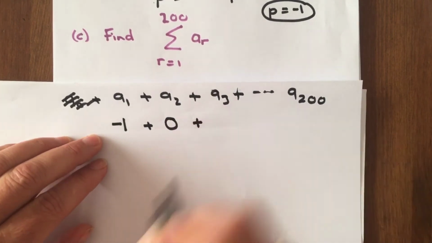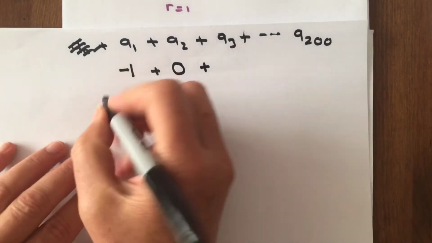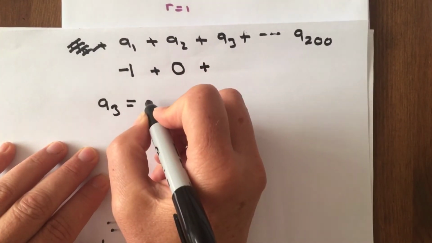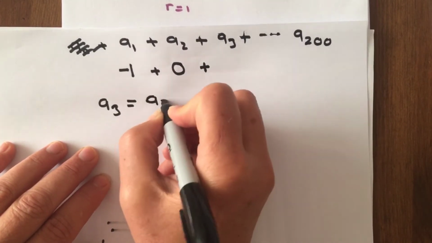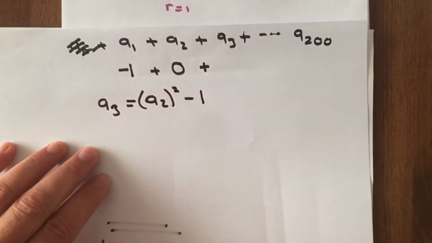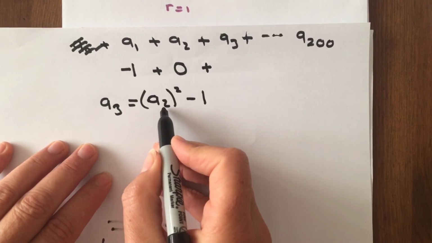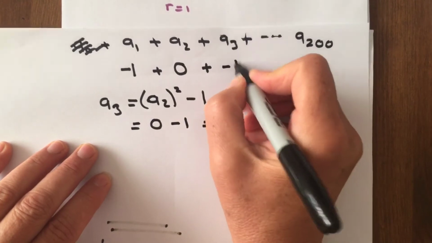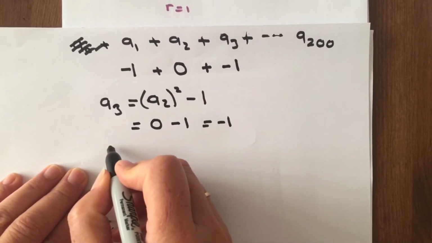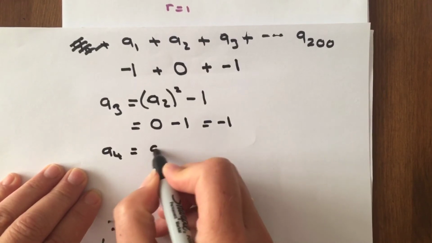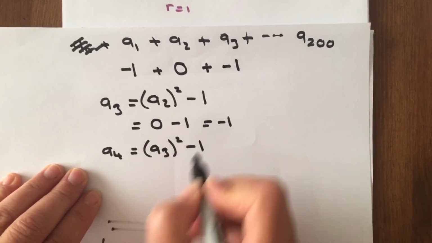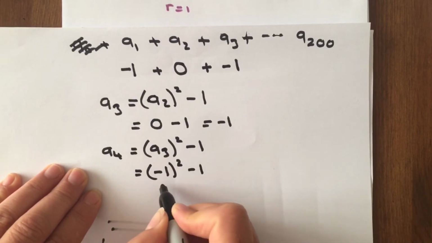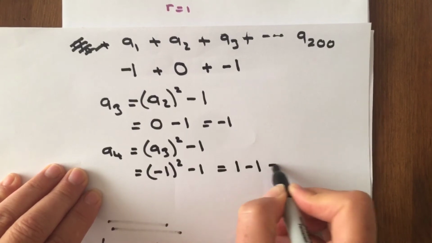So let's find out what A3 is. Well, I've worked out a formula for A3. Actually, I know this, don't I? I'm going to go back to the recurrence relationship rather than using the formula. So I know A2 is 0, so if I put 0 in, 0 minus 1, it gives me minus 1. So what will A4 be? A4 will equal A3 squared minus 1. What's A3? A3 is minus 1. So minus 1 squared minus 1 will equal 1 minus 1, which is 0.